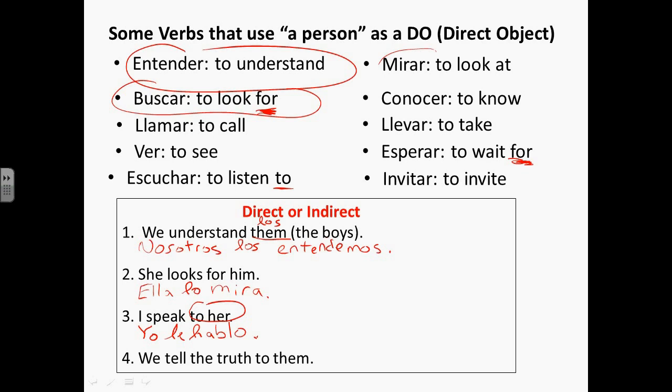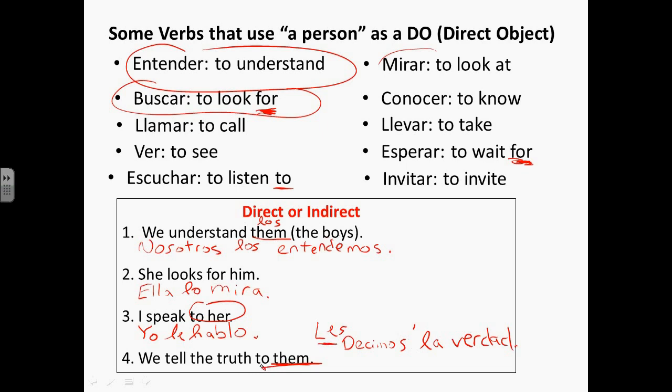Does it make sense? We tell the truth to them. We could put nosotros here. I'm not going to do it. So it's decimos la verdad. To them. To them is an indirect object pronoun. We tell the truth to whom? To them. So it would be les. Sorry about this. Les decimos la verdad. We tell the truth to them. This is an indirect object pronoun right there.